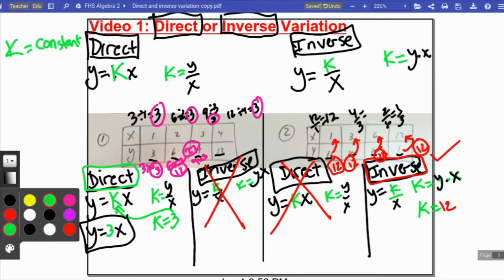So now you take the 12, you plug it in right here. Because sometimes I might ask you, what's the equation? Write the equation. So when you write the equation, it will be Y equals 12 over X. All right. Hey, just like that, we're done.